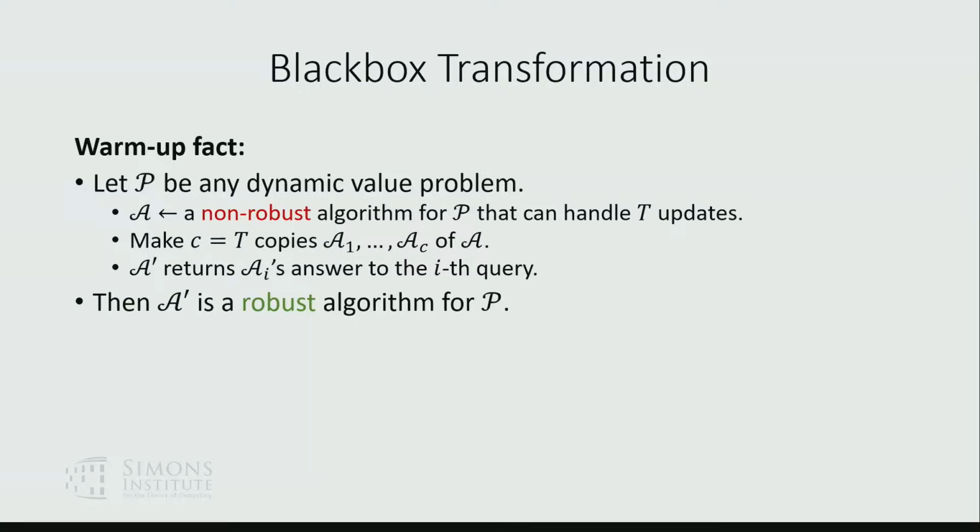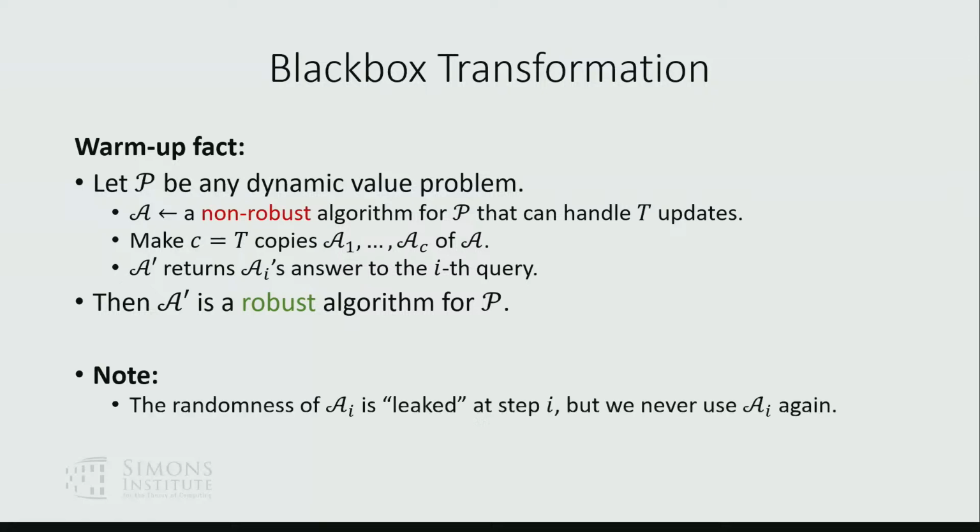So this now will be robust. And the reason is just because the randomness from A_i, this random configuration of A_i, is leaked at step i, but we never use it again. So that's fine. But you see that the update time increased by a factor of T, where T is the number of updates.